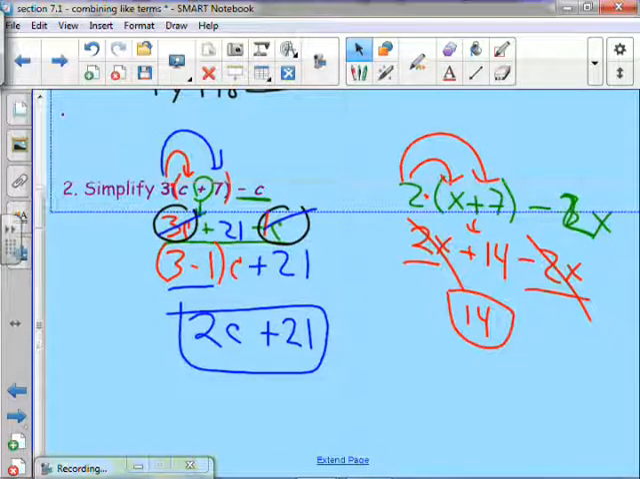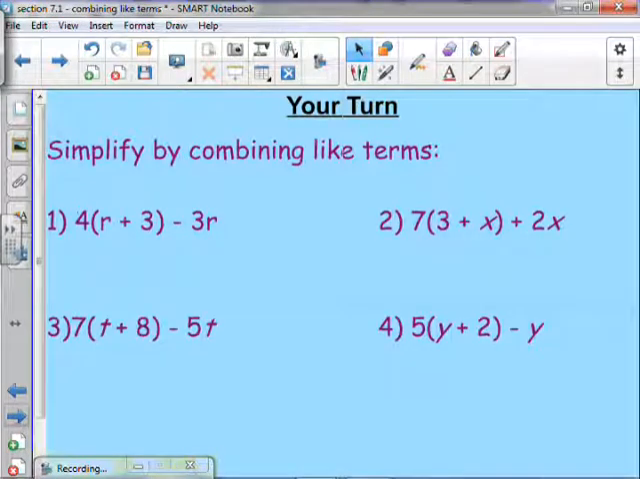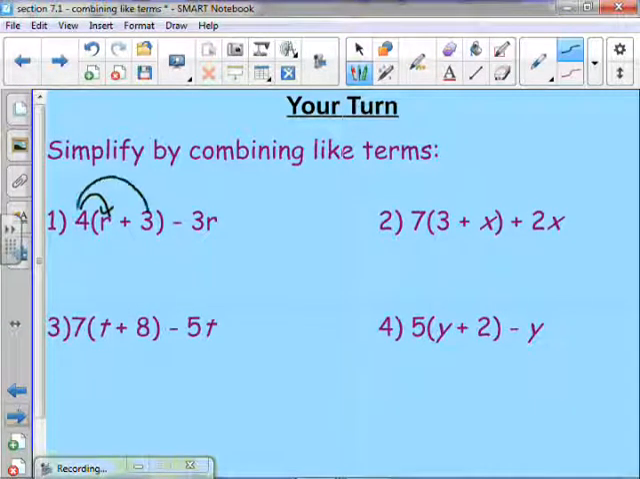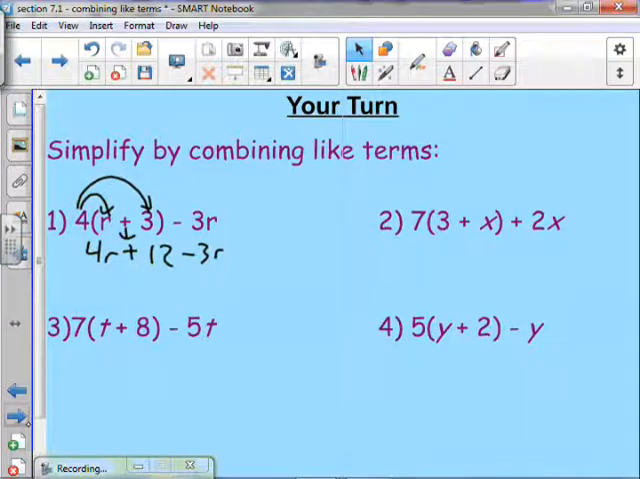Okay? Now you're going to do a couple of problems on your own. Simplify these 4 expressions by using the distributive property. I'll help you out with the first one. 4 times r, 4 times 3, so 4r, 12, and then that sign drops down, and then minus 3r. Okay, now you would simplify this further. So go ahead and do the rest of the 4, and we will go on to one other thing.